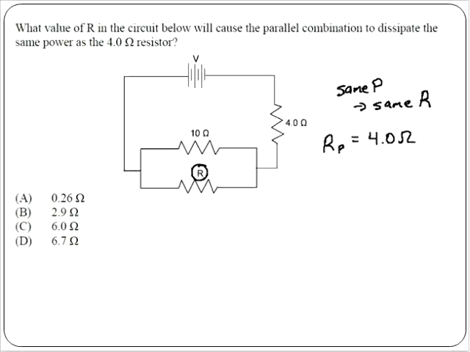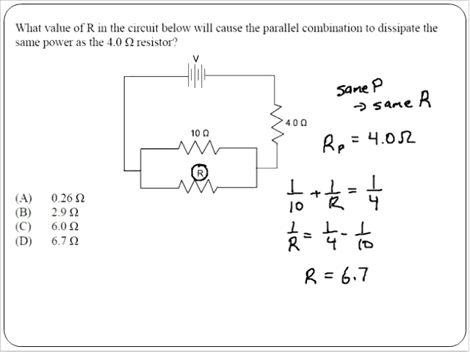So what that means is that I can say 1 over 10 plus 1 over R equals 1 over 4. So that means 1 over R is actually equal to 1 over 4 take away 1 over 10, which means that R equals 6.7 ohms. The answer is D.